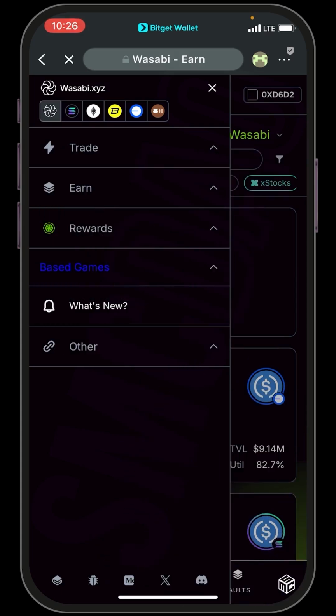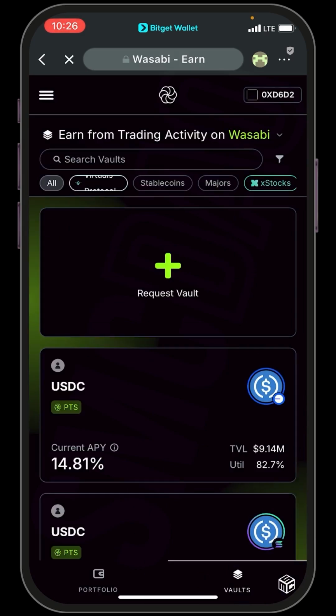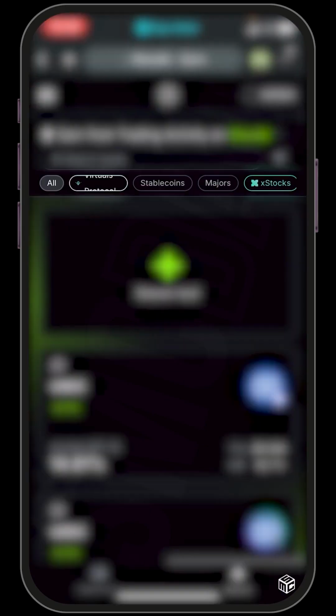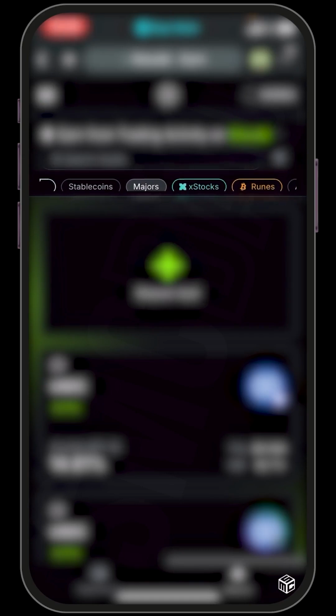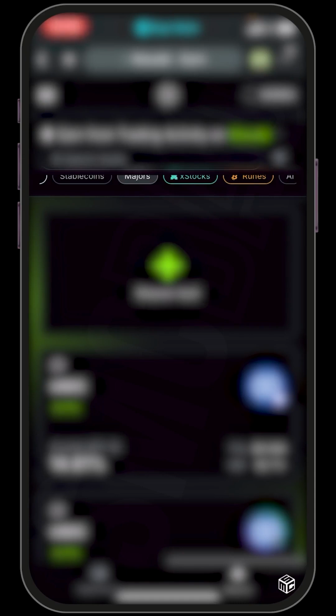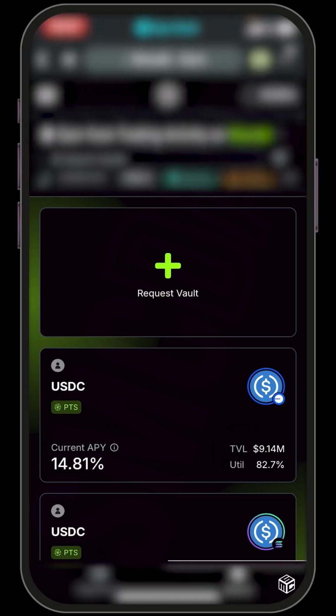Now let's close this interface and head back to the home page. On our screen below our search vaults, we could see stablecoins, majors, xstocks, runes, and other categories. So all you have to do is just click on the category you wish to trade and just proceed with your trade. Under that, we have vaults.